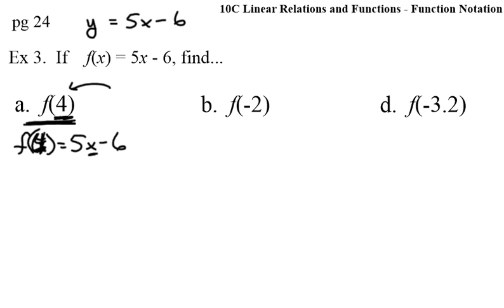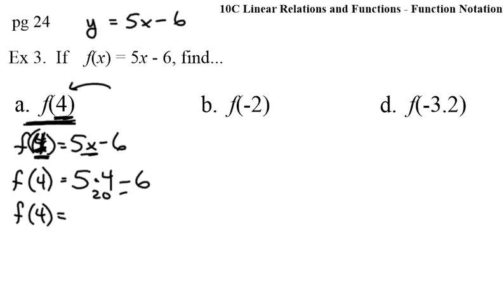So the function at 4 is 5 times 4, because 4 is our x, minus 6. So the function at 4 equals 20 minus 6, which is 14. And what does that tell me? That tells me the relation here is that when x is 4, the y value, the resultant, is 14.